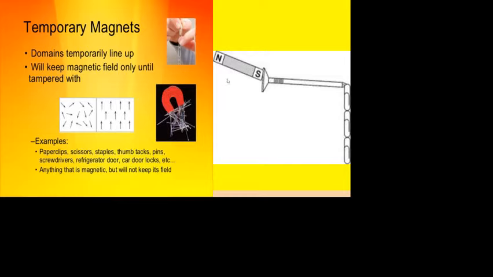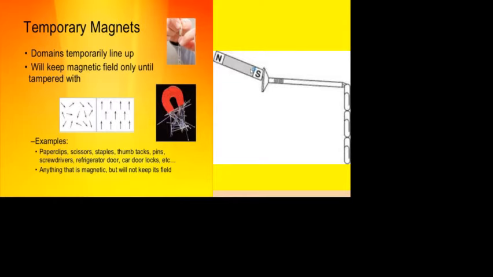So in a temporary magnet, the domains only line up temporarily. For example, if you take an ordinary iron nail and you touch it to a magnet, the domains in the iron of the nail will temporarily line up and that nail will become magnetized. So you can attach a whole string of paper clips to this new magnetic nail.